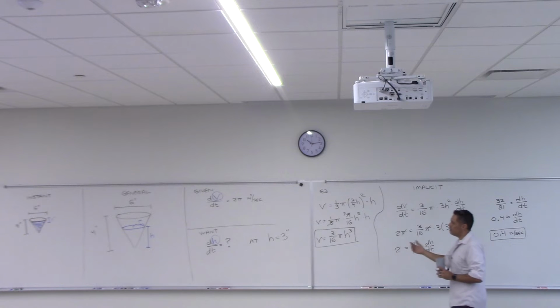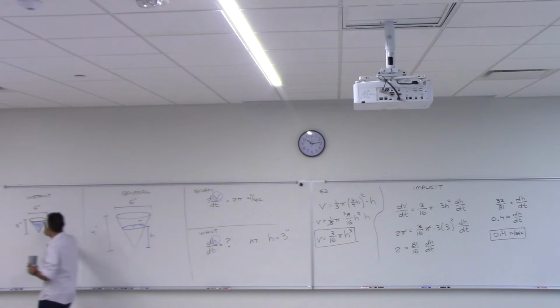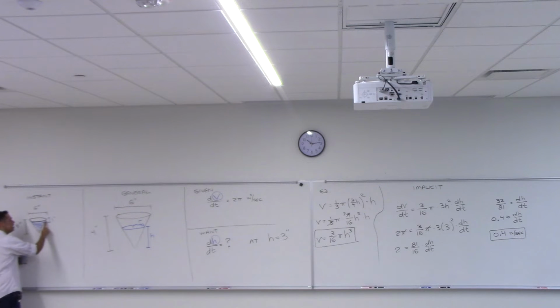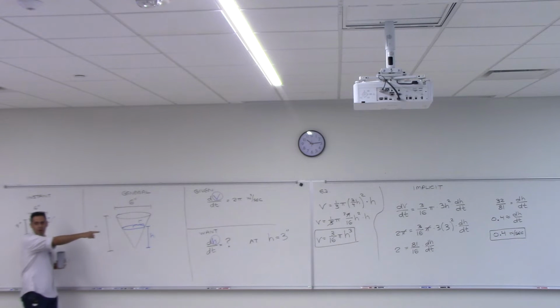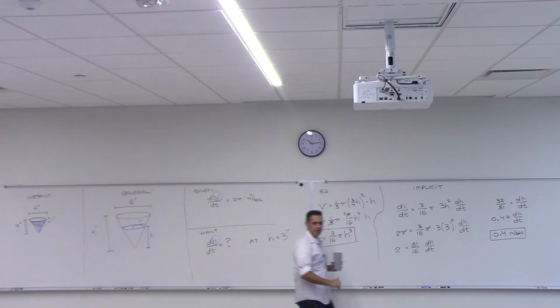So if I asked, hey, how fast is this water coming up? How fast is this level rising when it's half an inch from the top, instead of 1 inch? Should we expect a number bigger or smaller than that? Smaller, right? It should be moving slower as we get higher.